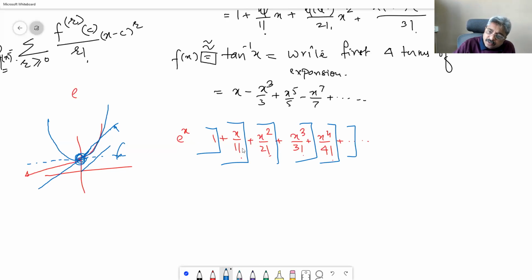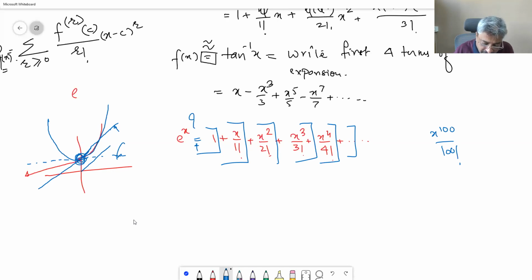So therefore, when should I stop? Suppose I stop at x raised to 4 upon 4 factorial, am I eligible to write equal to, question mark? Or still, if I stop at x raised to 100 upon 100 factorial, am I eligible to write equality, or still it is not equal? That is the ambiguity that we have to sort out.